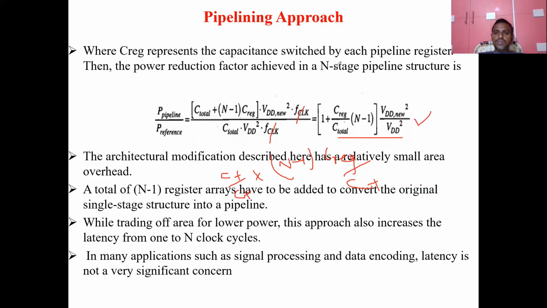Okay, so this is about the pipeline approach, and if you consider the power consumption, if you divide the pipeline approach power consumption by the single stage approach or the reference approach, you will get the ratio like this: 1 plus C register by C total into n-1 times VDD new square by VDD square.